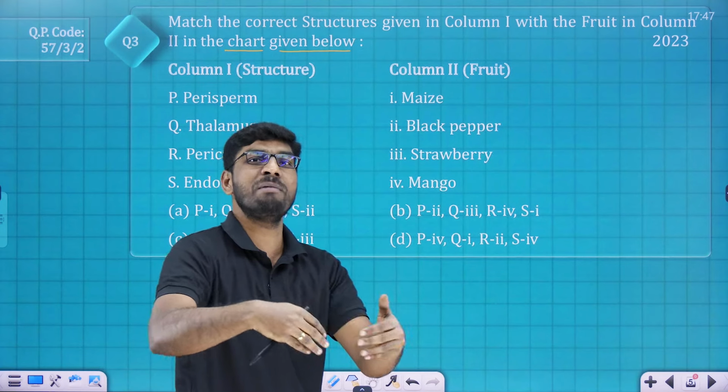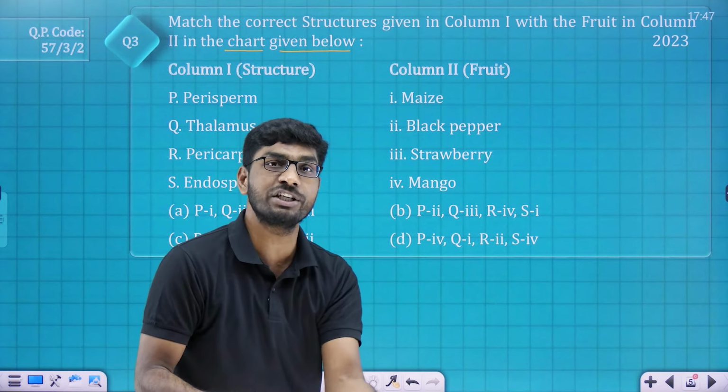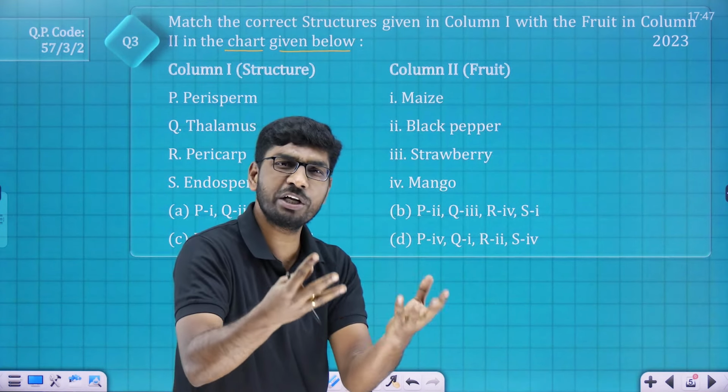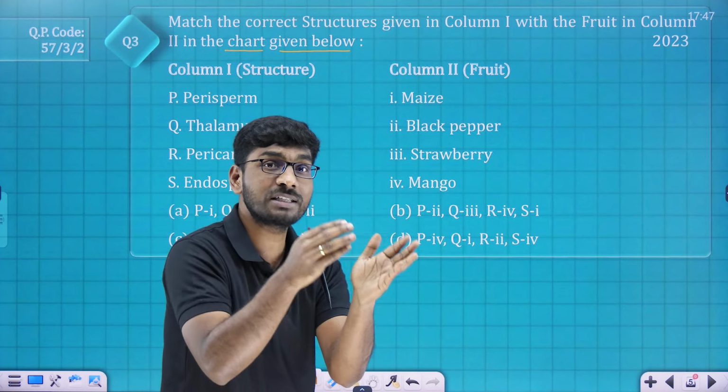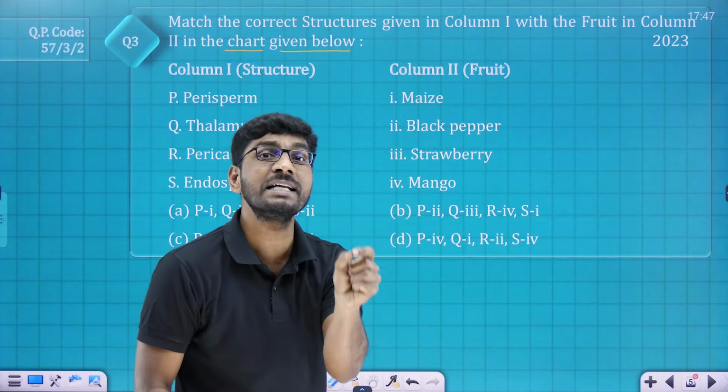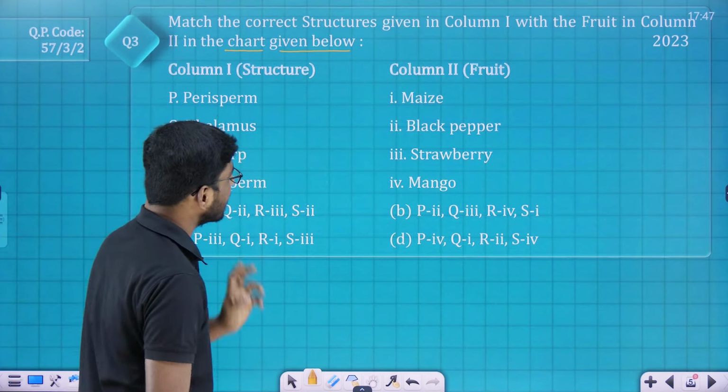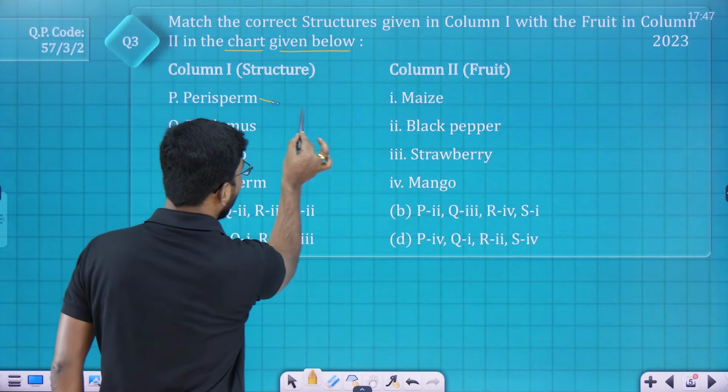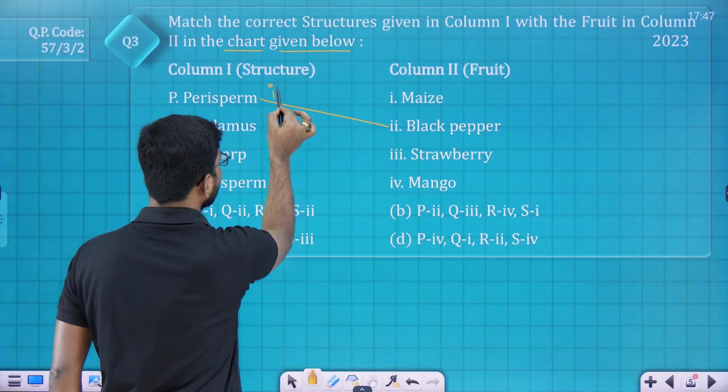In these two, the nucellus persists after fertilization also. It is a nutritive tissue. This nutritive persisted nucellus is called perisperm. So perisperm is what? Tell me. Perisperm is black pepper. Here I am writing option 2.